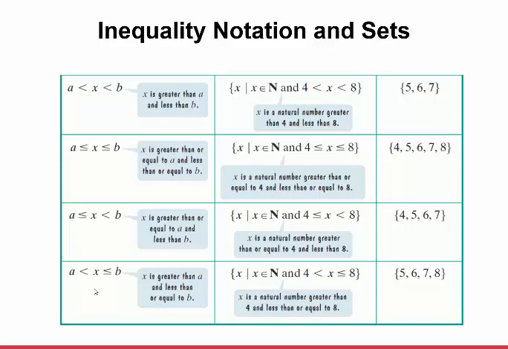And you can have the one-sided inequalities too. So like less than or equal to a, but less than b. So a is less than or equal to x, but x is less than 8. Well, that would be 4, 5, 6, and 7. And the same thing here. 4 is less than x, which is less than or equal to 8. Well, that would be 5, 6, 7, and it would include 8 here.